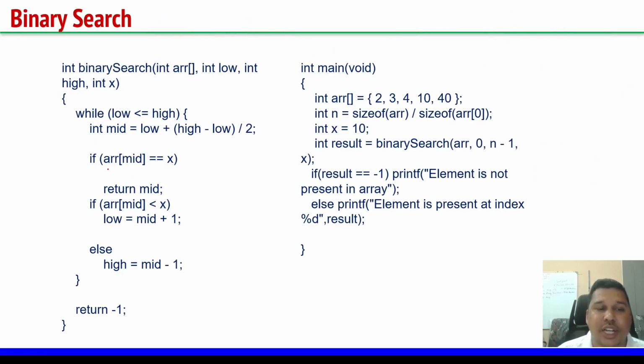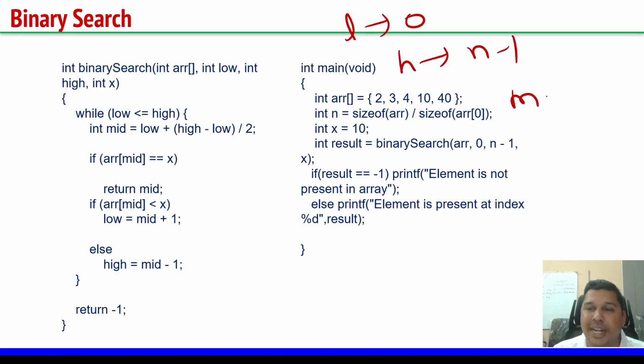Then the first check: if array of mid is equal to the key, is the middle element the key which I am finding out? If that is the case, return the mid value. Return the mid means return the index. Mid means index here. Low is index 0, high is index n minus 1, and mid is also an index. So I am returning mid here.